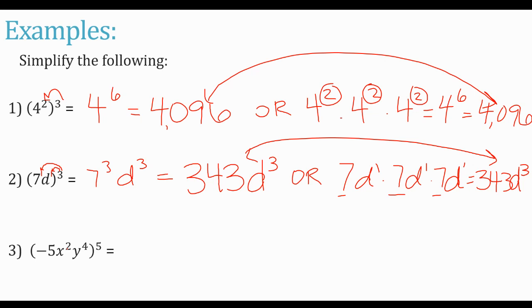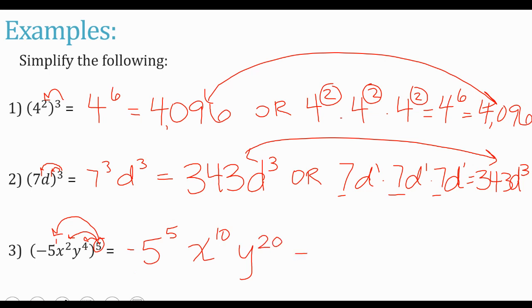So I'm going to put my invisible exponent of 1, and I'm going to multiply my exponent on the outside to all of the exponents on the inside. So that's going to give us negative 5 to the 5th power. Then we have x to the 5 times 2 is going to give us to the 10th power. And then y, we have 5 times 4, to the 20th power.